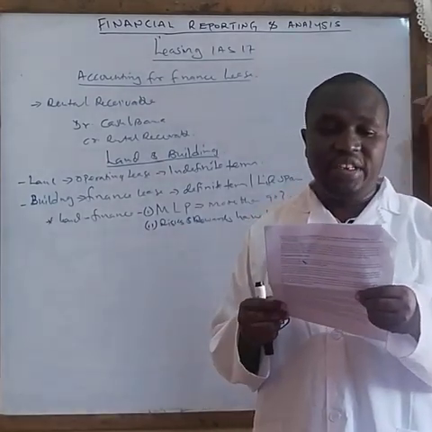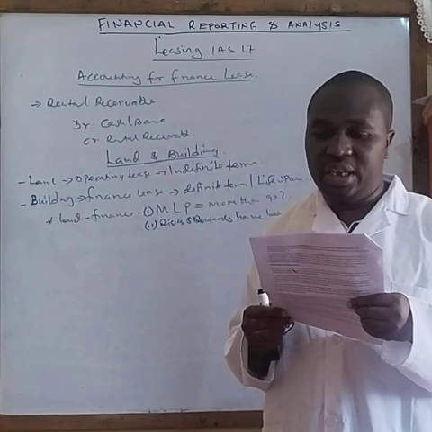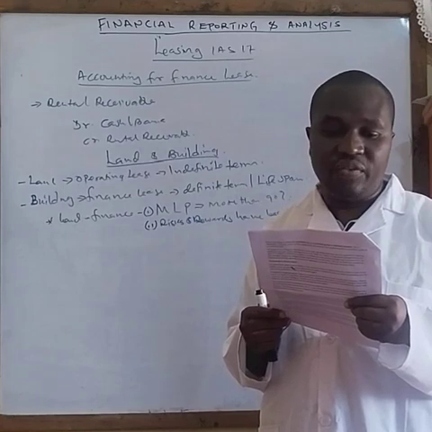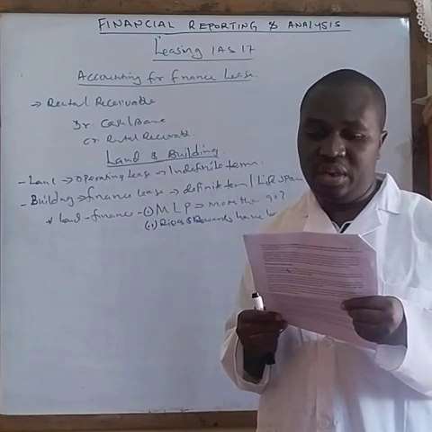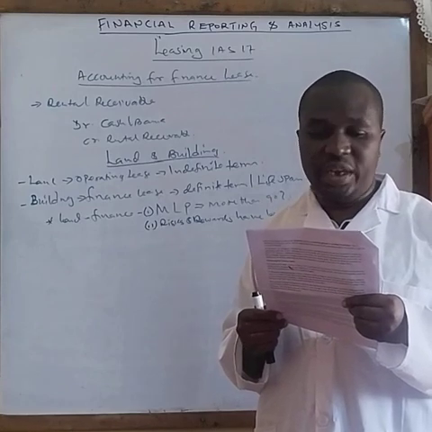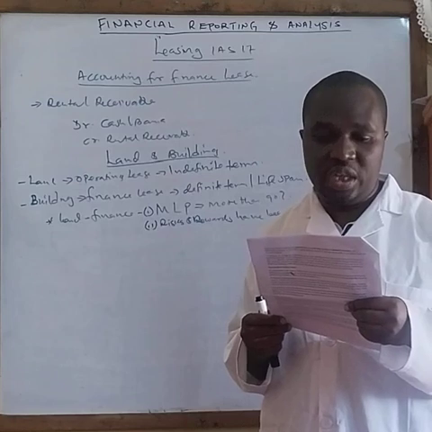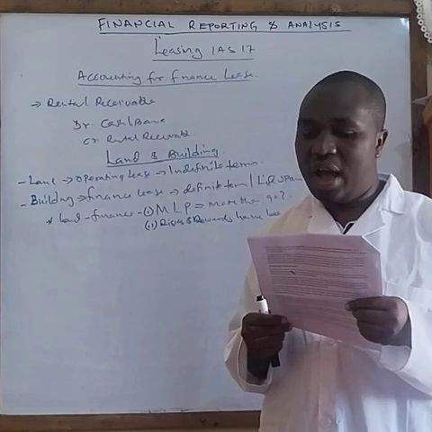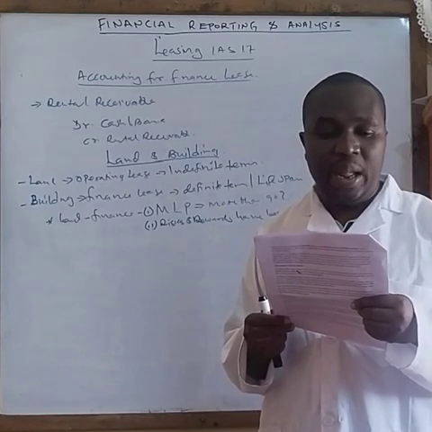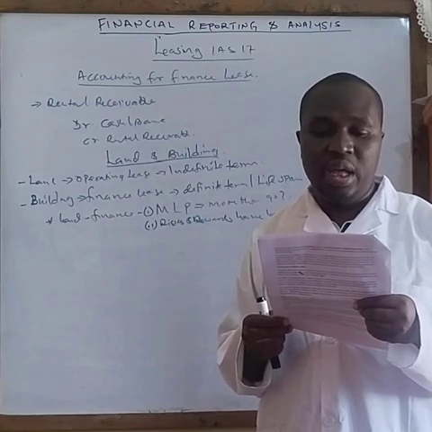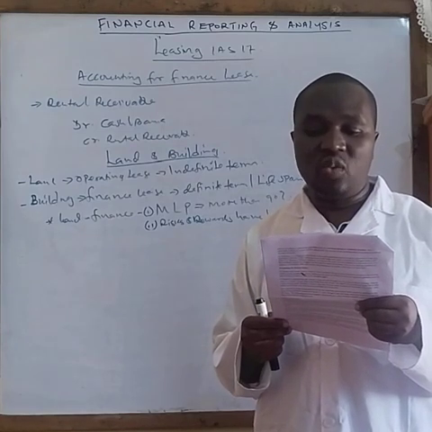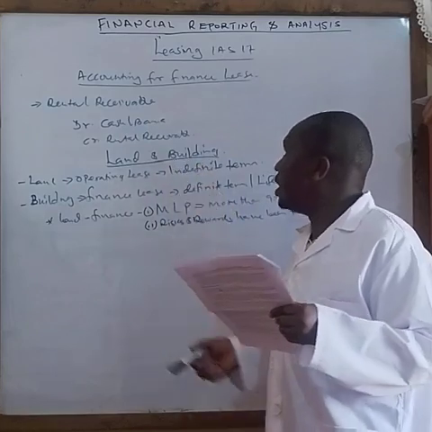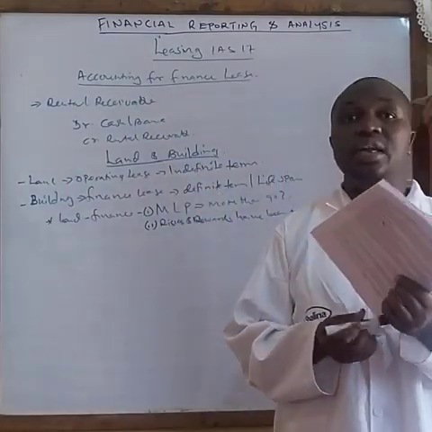Let me read the question to explain how land and building can be treated in the books of accounts. The question reads: a business has taken out a new lease on a factory building and surrounding land. The fair value of the building is 5 million and the fair value of the land is 3 million. The lease is for 20 years, which is the expected life of the factory, with annual payments in arrears of 500,000. The business has a cost of capital of 8%. The annuity factor for one receivable every year for 20 years is 9.818. Required: categorize land and building as either finance lease or operating lease.